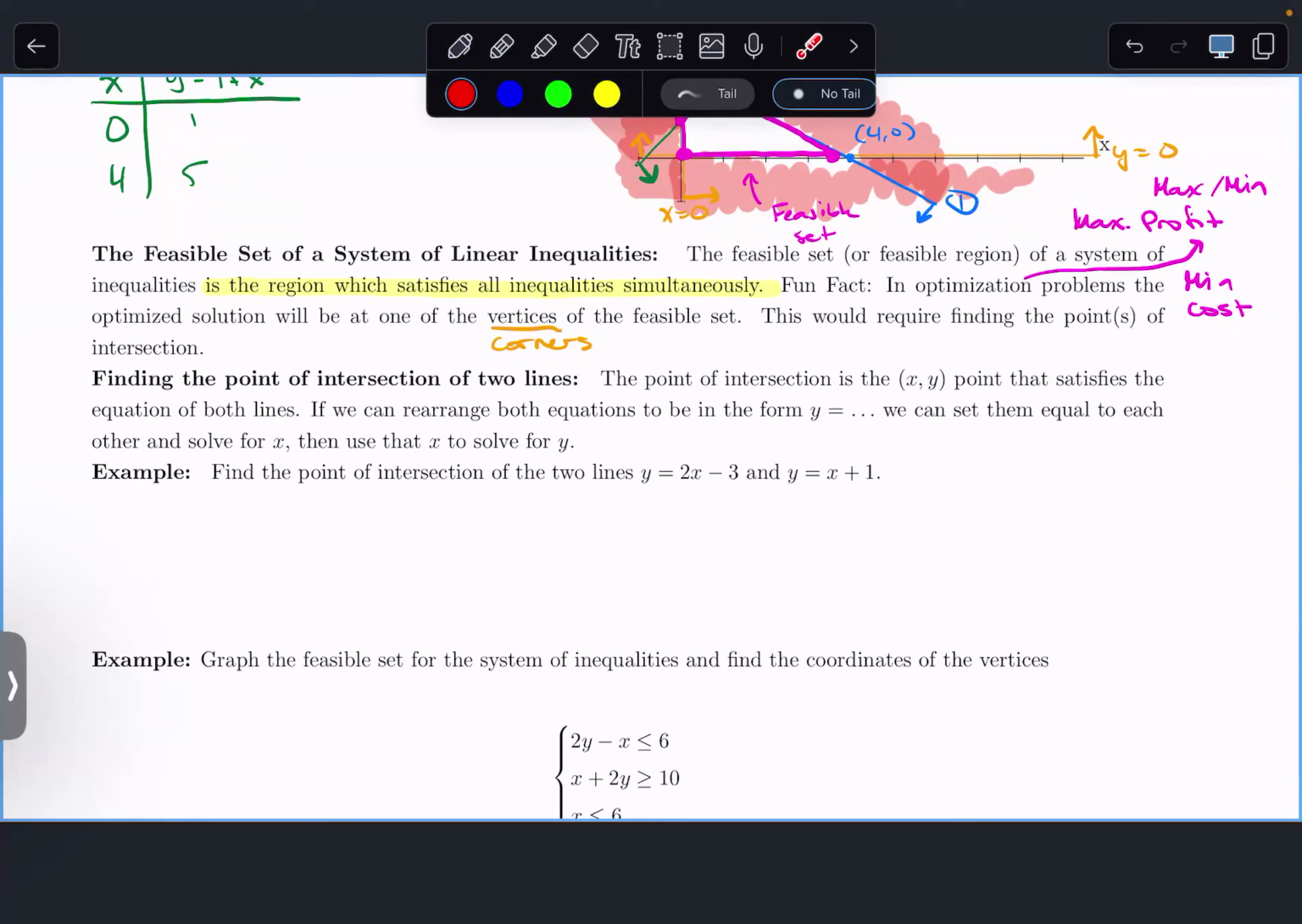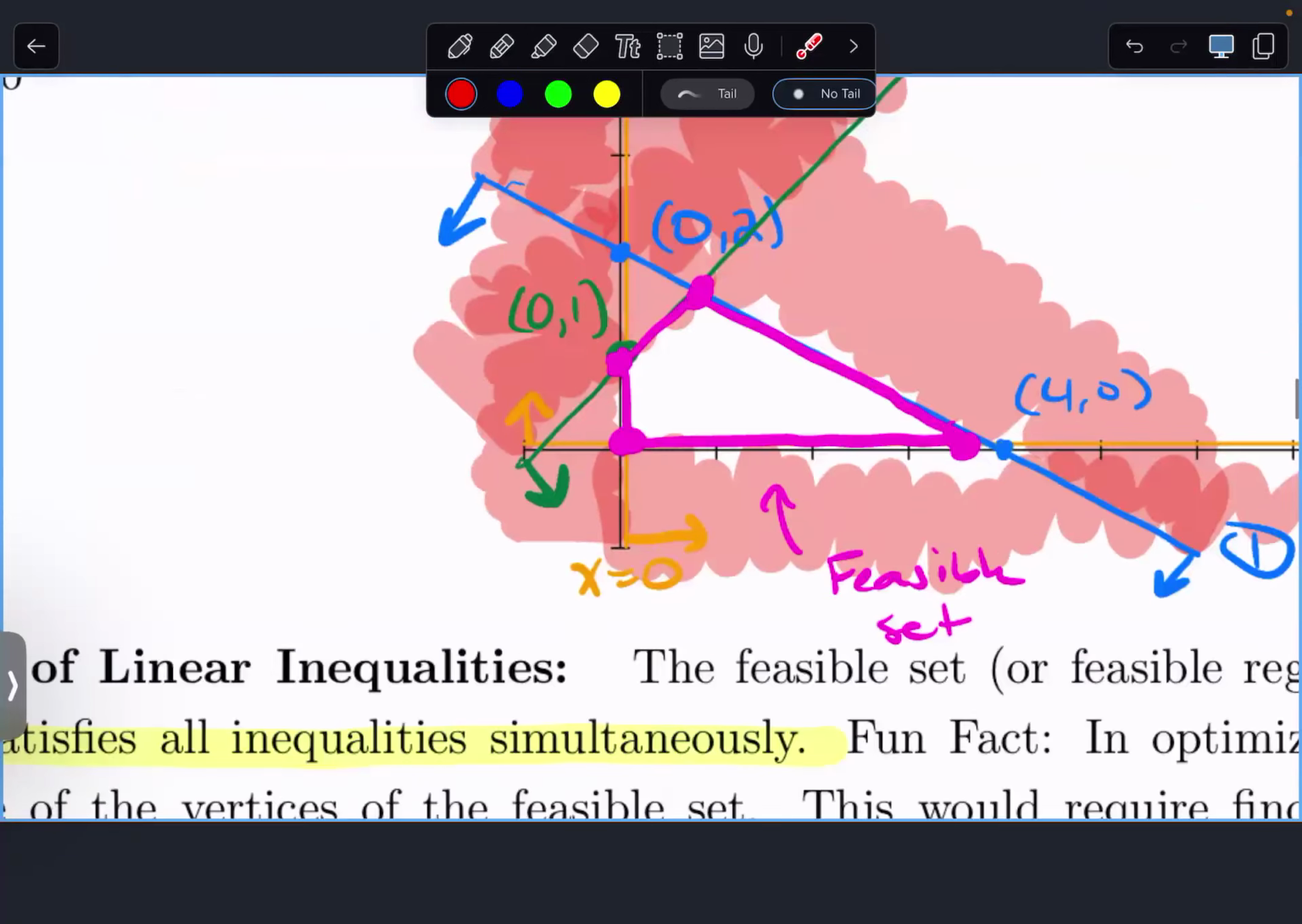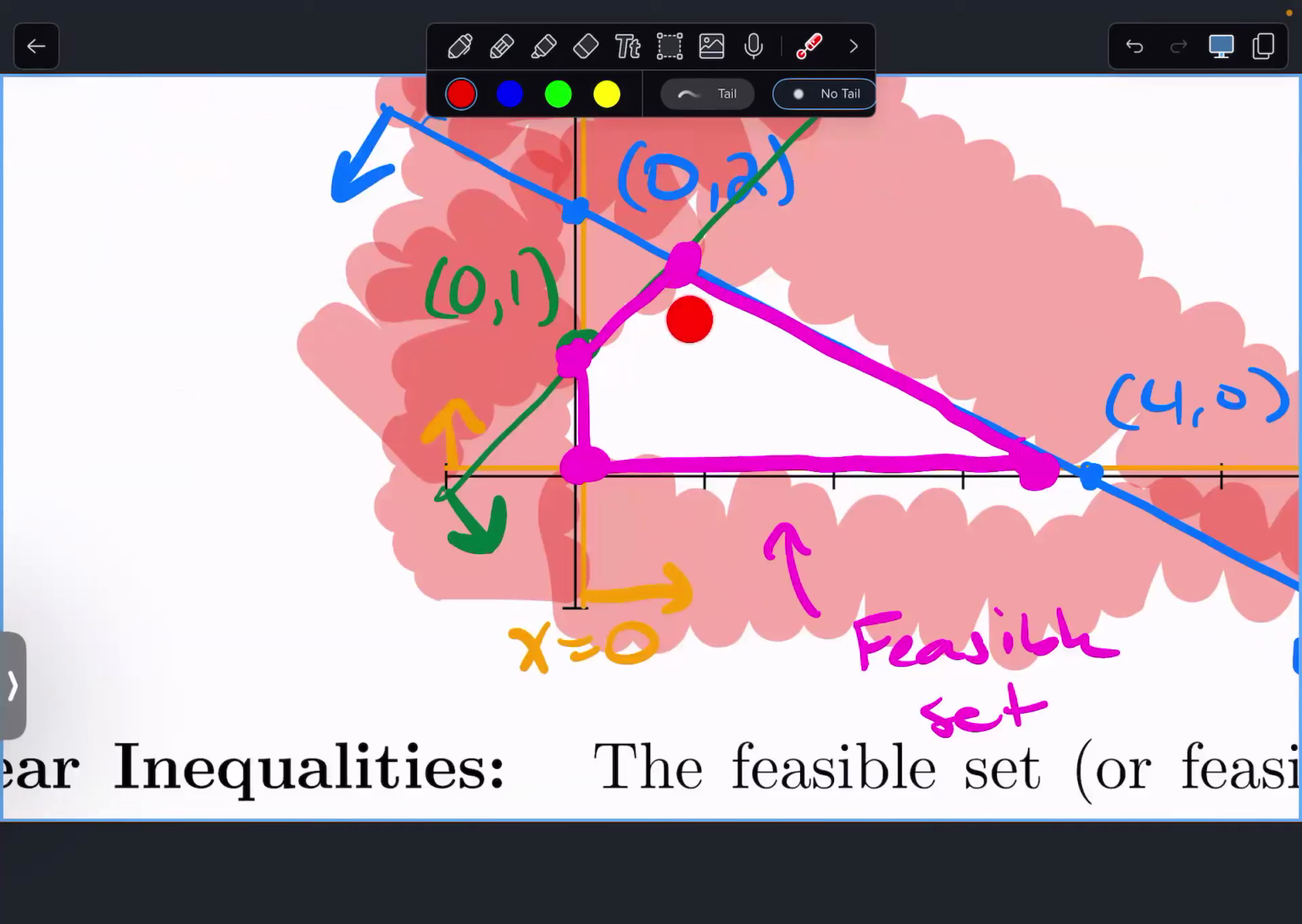So how do we find those vertices? The point of intersection, right, for two lines is the x, y point that satisfies the equation of both lines. Right, so I've got two lines, they're crossing, crisscross applesauce. And here, that point (x, y) has to satisfy both the green line and the blue line at the same time.